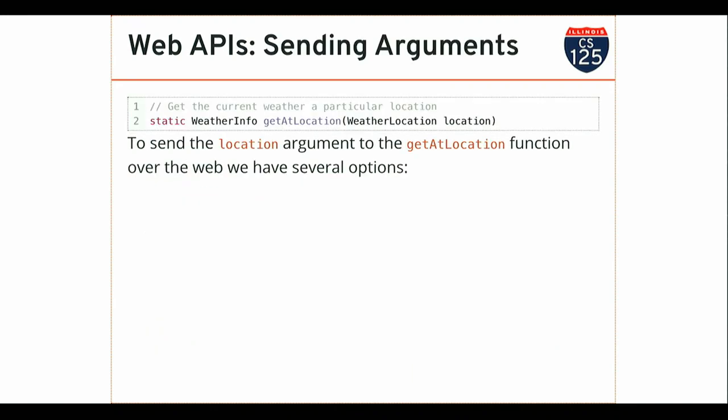All right, so now let's go back to our function and think about how we're actually going to get this data to the web server. How are we going to send arguments? There are a couple different ways I can do this. One is that I can have the client make a request where the information is included in the URL. So maybe this is my API, this identifies the function, and in the third part of the URL, I insert a string which identifies the location that I want the weather for. So that's one way to do this.